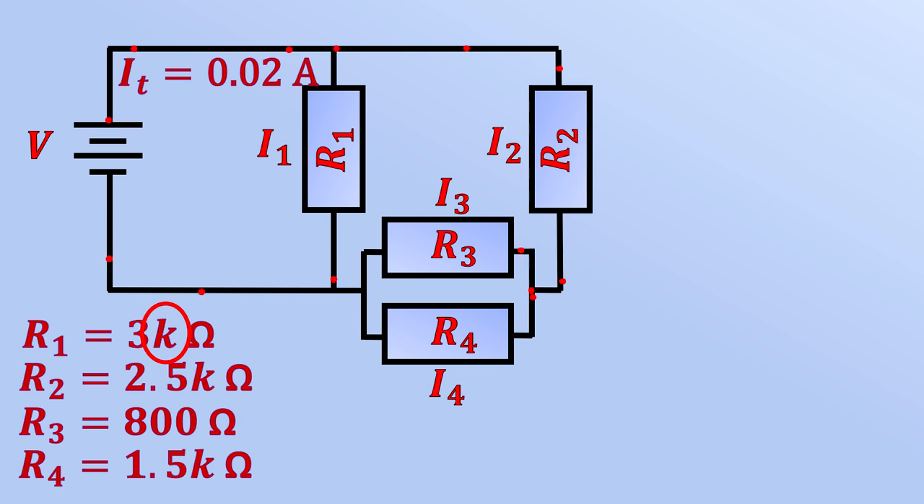Now that R1, we've got the K there. And also with the R2 and R4. That K just means 1,000. So that R1 is 3,000 ohms. Right. So with my R3 and R4, I want to solve this circuit first.